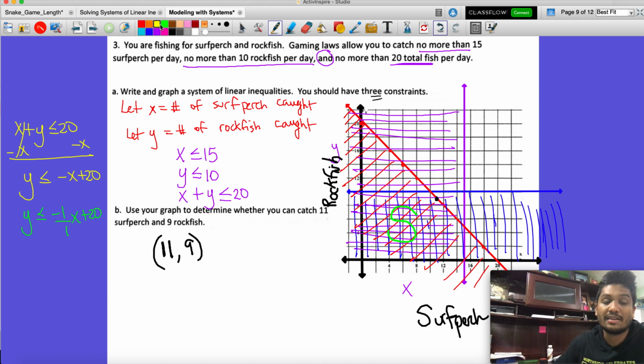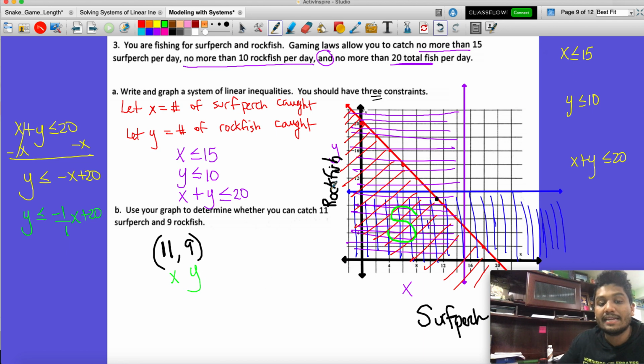The way that we would check it is simply by using these constraints. So I'm going to go here on the side and write down the constraints. x is less than or equal to 15. We have y is less than or equal to 10. And we have x plus y is less than or equal to 20. The coordinate that we're testing is 11, comma 9. This is your x and this is your y.